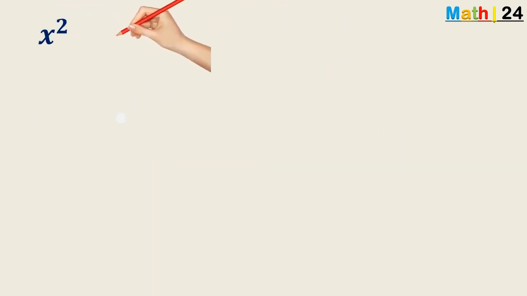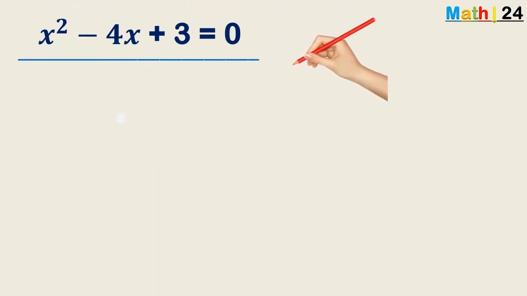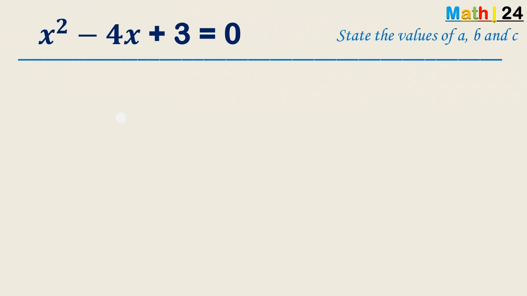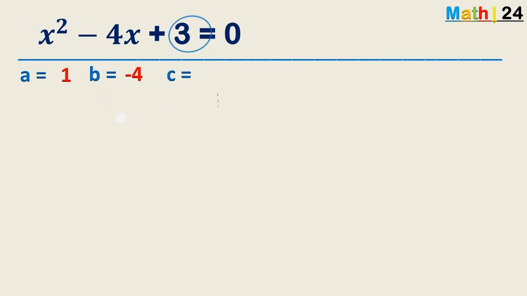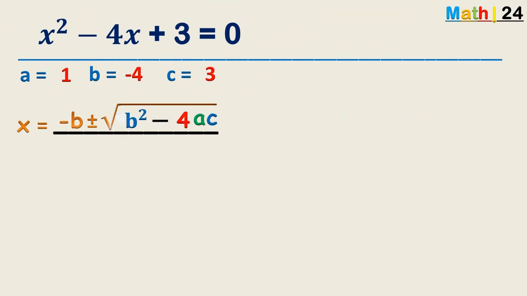Let us take a first example. x squared minus 4x plus 3 equals 0. We state the values of a, b, and c. Here a is equal to 1, b equals minus 4, and c equals 3. We state the formula, which is x equals minus b plus or minus the square root of b squared minus 4ac, all over 2a.